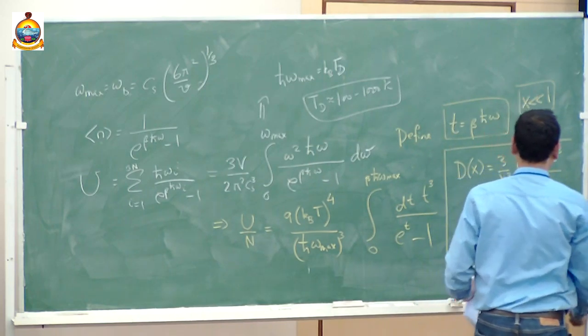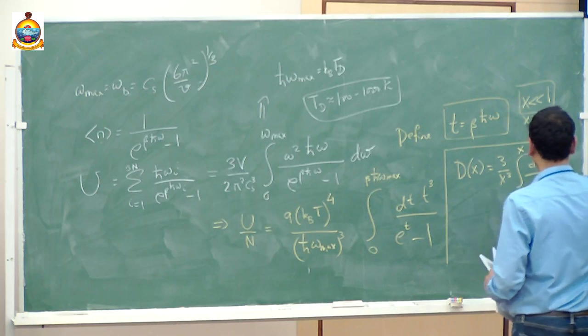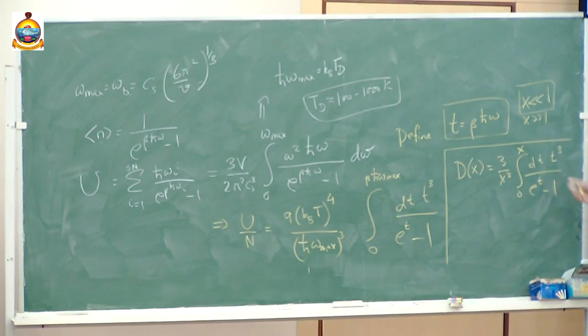x is much, much less than 1. Then how should I approach this integral? What do you think? Just try to do it. Just tell me the steps and I'll follow you. How should I do it? I need to simplify it, right? Because it is not obvious how to do this.